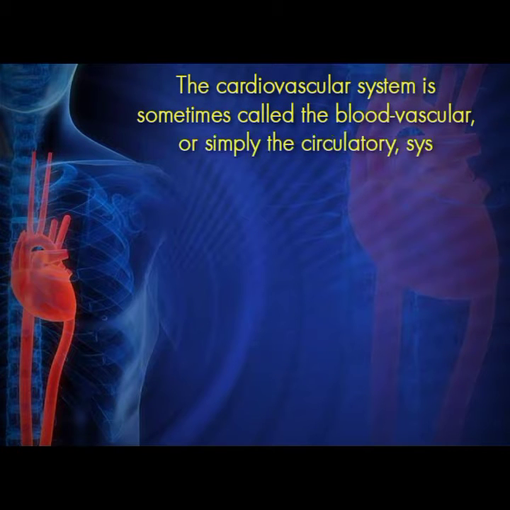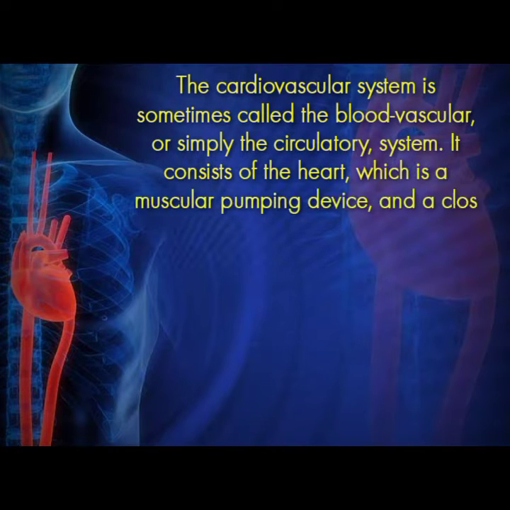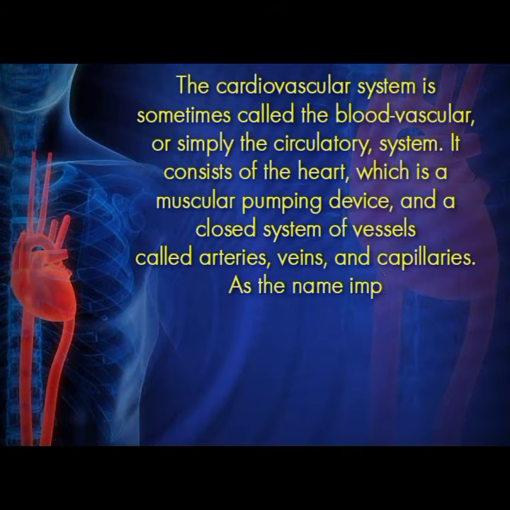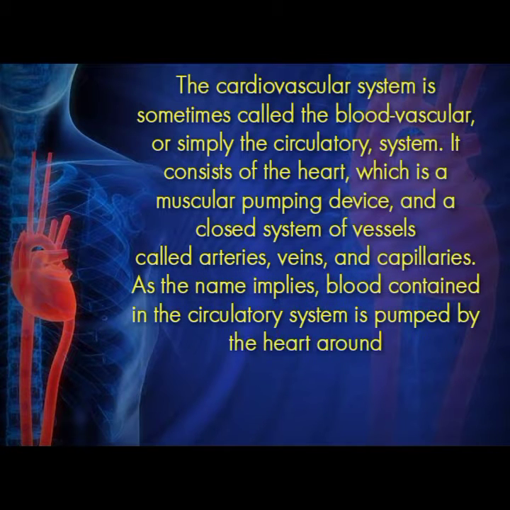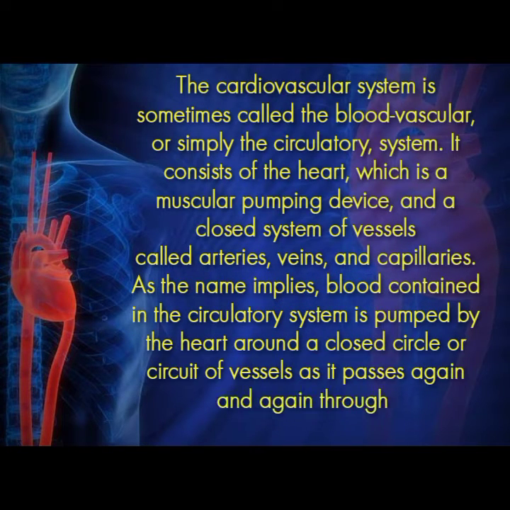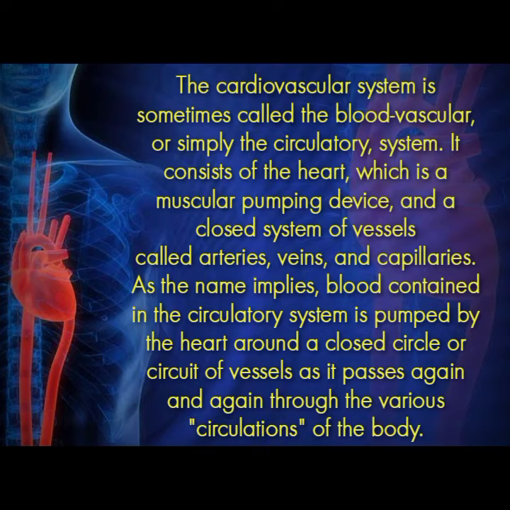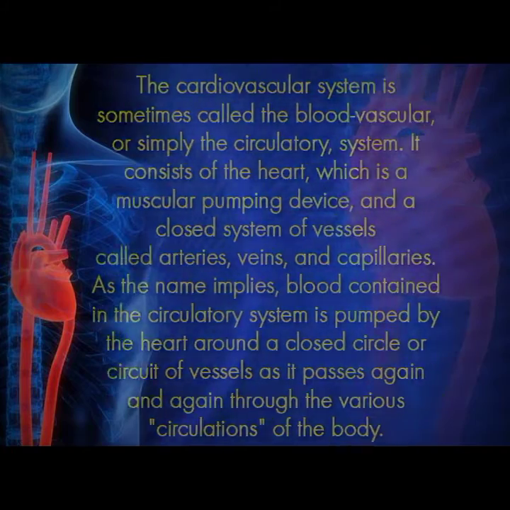The cardiovascular system is sometimes called the vascular, or simply the circulatory system. It consists of the heart, which is a muscular pumping device, and a closed system of vessels called arteries, veins, and capillaries. As the name implies, blood contained in the circulatory system is pumped by the heart around a closed circle or circuit of vessels as it passes again and again through the various circulations of the body.